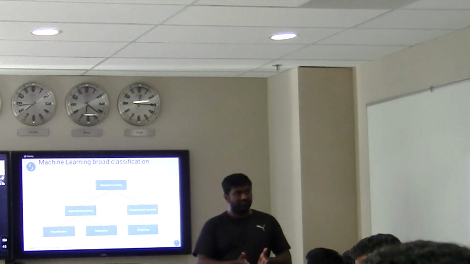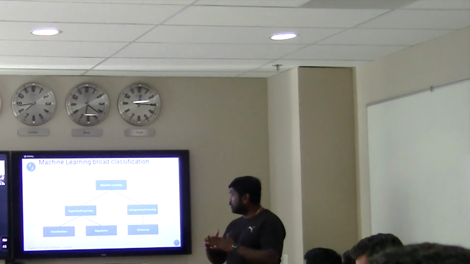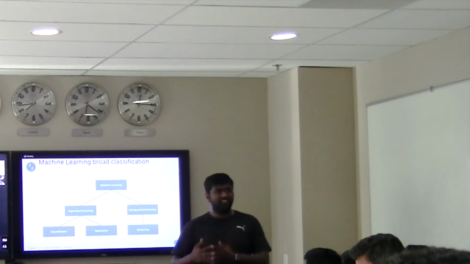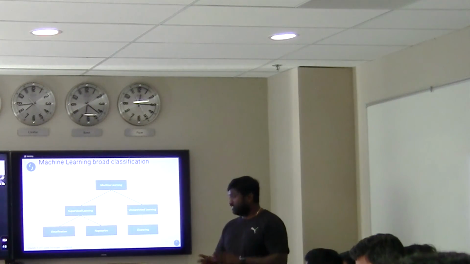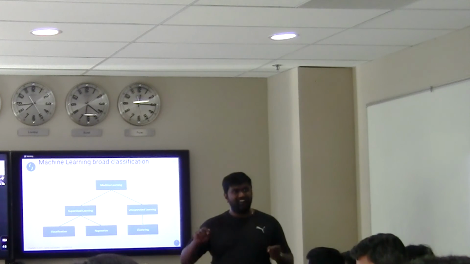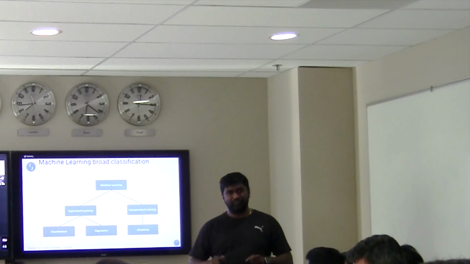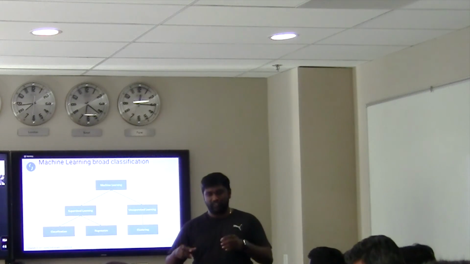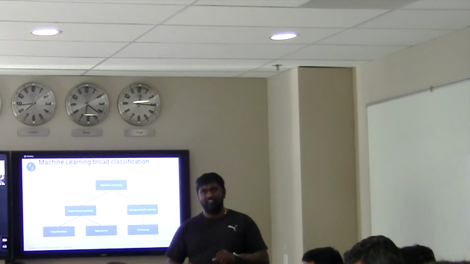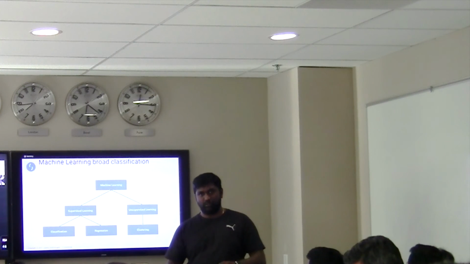Okay, so broad classification. That's machine learning. In machine learning, there are two different kinds, supervised learning and unsupervised learning. Supervised learning, think of it like I have a hammer and a screwdriver. That's it. If I have to put salt and pepper on the table, the example I quoted before, that's a classification problem.